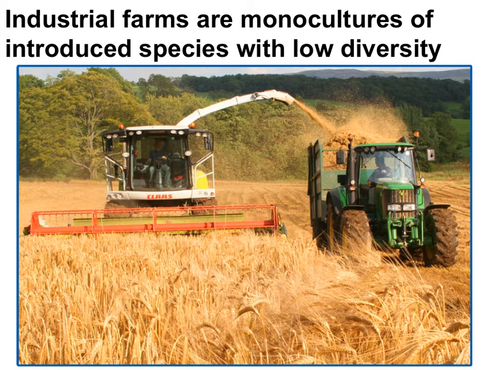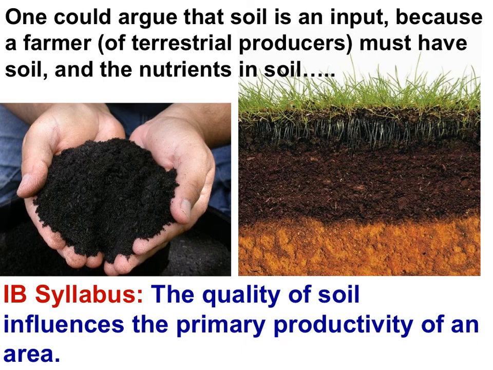Remember that industrial farms are monocultures of low diversity, enhanced by the purchase of hybrid or genetically engineered seed and the spraying of pesticides and herbicides. Industrial farms are not very sustainable. Soil could be considered an input to any farm system, as it is a requirement for producer crops. Soil quality varies widely and may influence the need for certain inputs like fertilizers, depending on the quality of the soil. Remember, the quality of soil influences the primary productivity of an area.